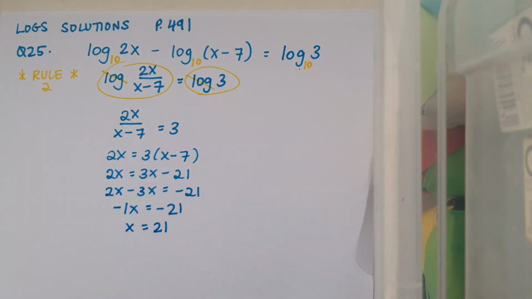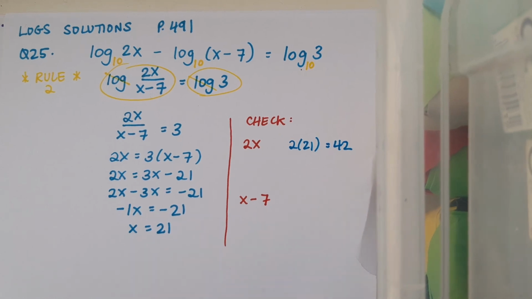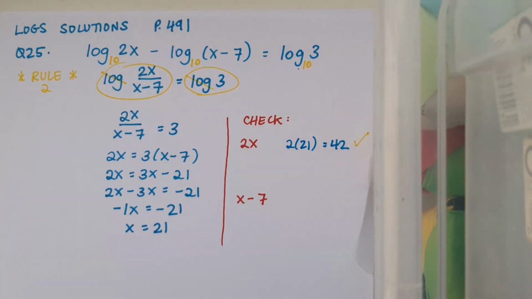Now, when I get just one solution, it's unlikely that I'll have to disallow it, but it's still a good idea to go back and check. And again, I have to check it for both logs that contain an x. So first of all, checking for 2x. In that case, I get 42. It's positive, that's all I'm really worried about, so that's fine. And I'll give that a tick.